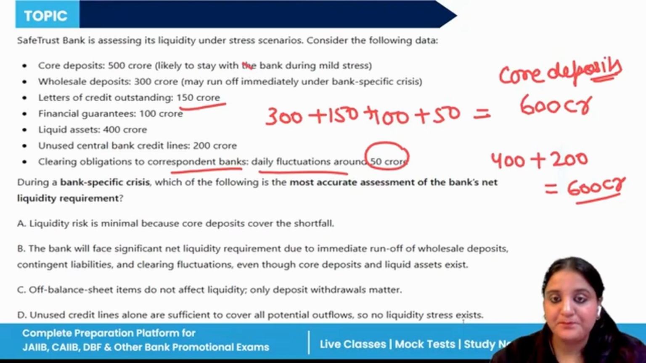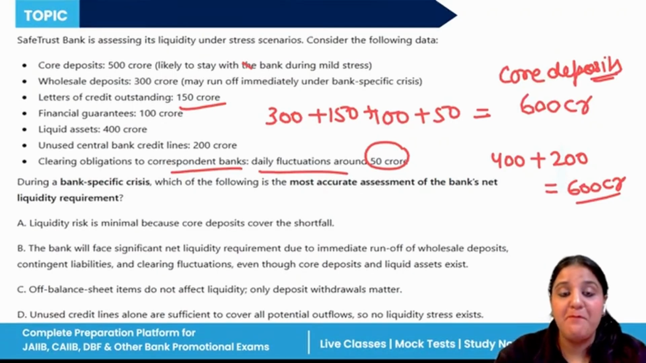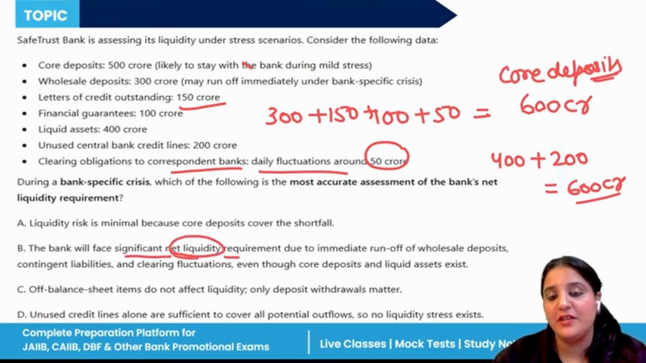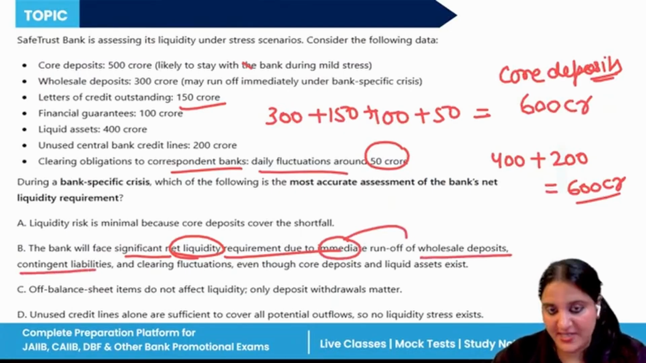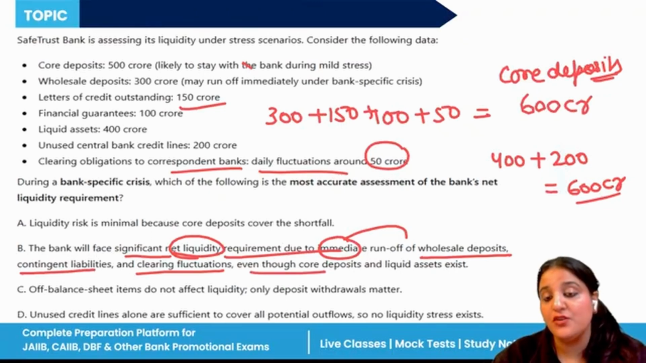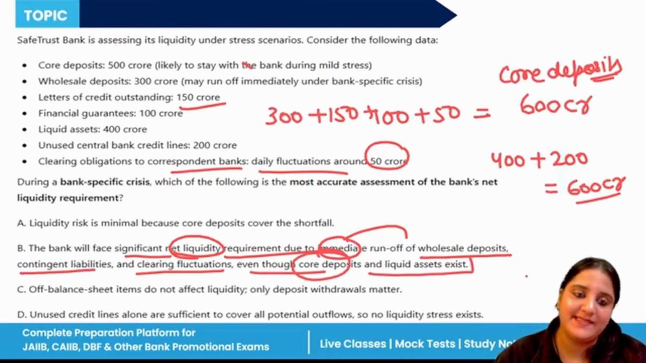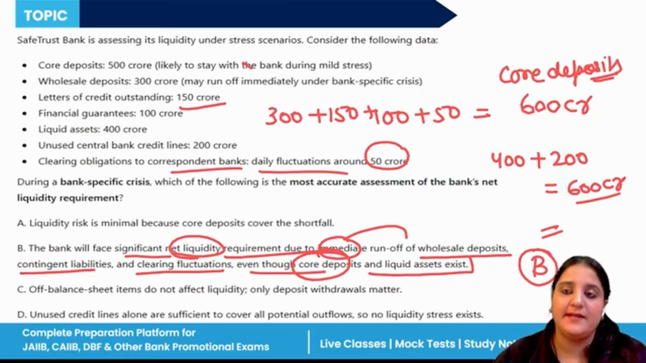So that means core deposits alone cannot prevent the stress. The bank management must have a coordinated crisis plan and also pre-arranged access to emergency liquidity. So here option B is correct. The bank will face a significant net liquidity requirement due to immediate runoff of wholesale deposits, contingent liabilities, and clearing fluctuations, even though core deposits and liquid assets exist. So option B is correct here.